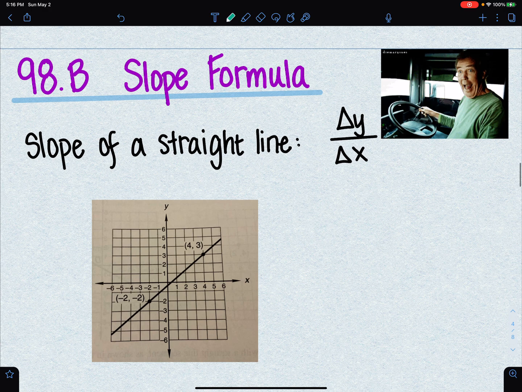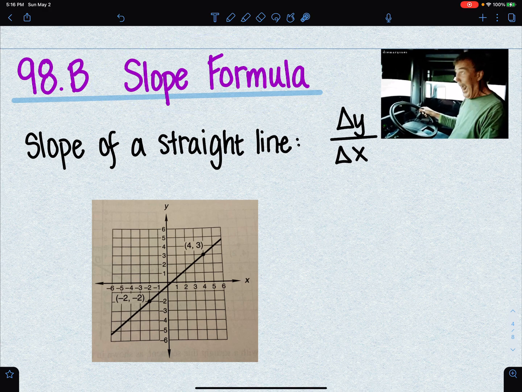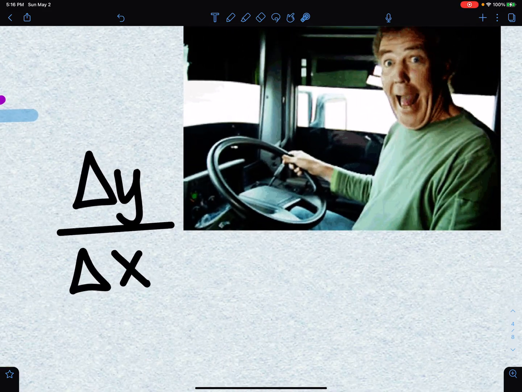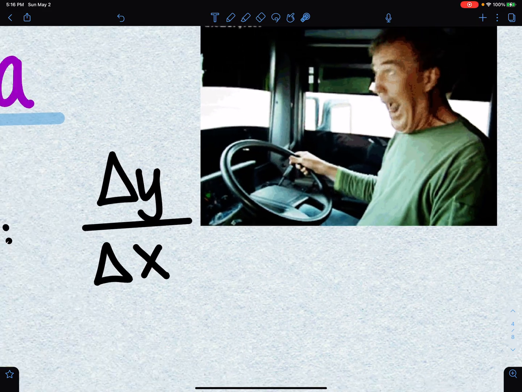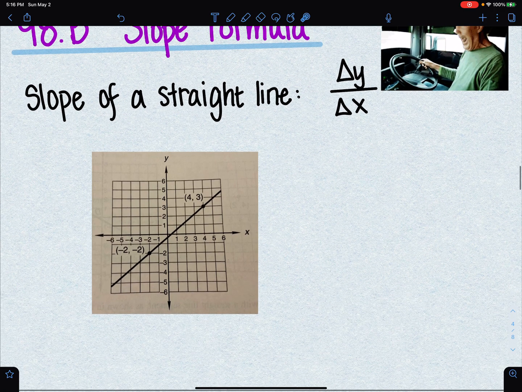Now let's move on to the next part of the lesson, which is the slope formula. This is going to be really cool. You're going to be looking like this. You're going to be like, whoa, I can't believe you just did that. Yeah, this is how you remember.